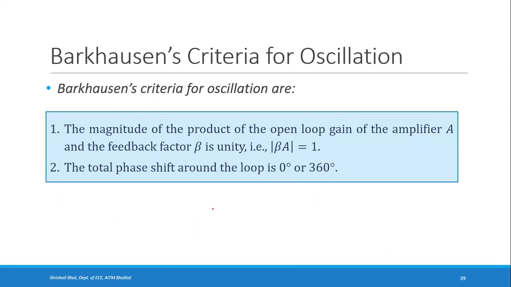To summarize, we can state the Barkhausen's criteria. When you are asked in the exam, you should write both the points. One is that the magnitude of the product of the open loop gain of the amplifier A and the feedback factor beta is unity. That means the magnitude of beta A is 1. A is the open loop gain of the amplifier, and beta is the feedback factor. The other is that the total phase shift around the loop is 0 degrees or 360 degrees. That is because Vf will be acting as Vi, so that should be in phase with the input voltage. So that is about the Barkhausen's criteria.